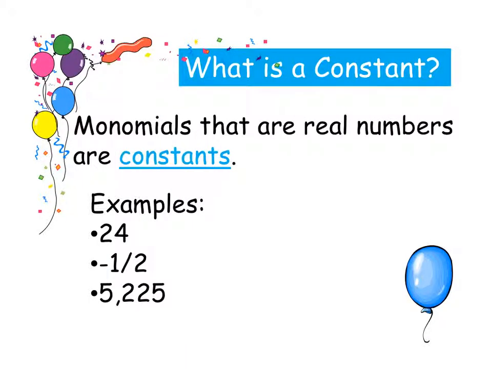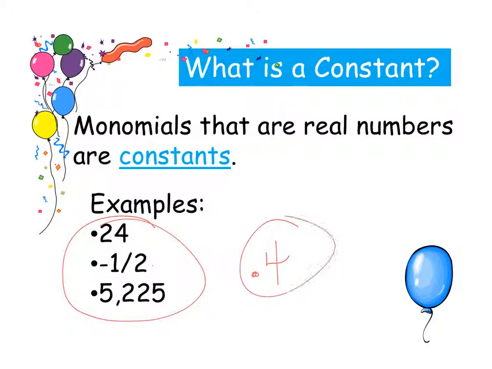Alright, any monomial that is just a plain old number is a constant. And here are some examples of constants. It's okay for it to be negative. It's okay for it to be a fraction. It's okay for it to be a decimal.